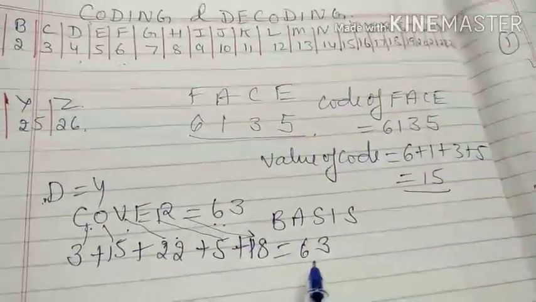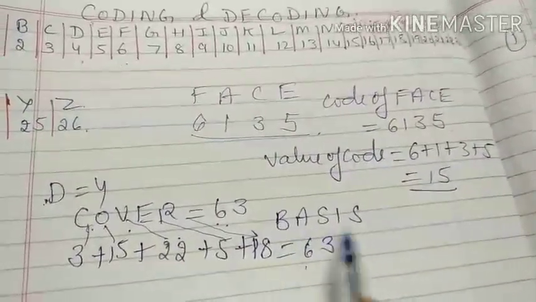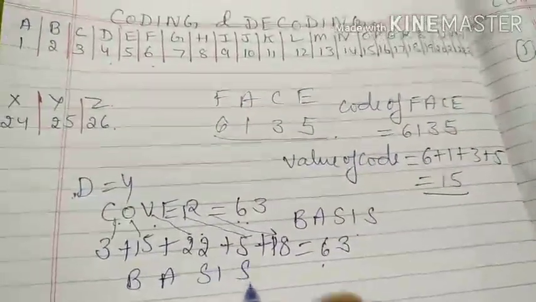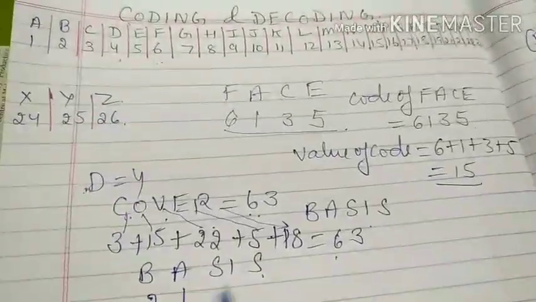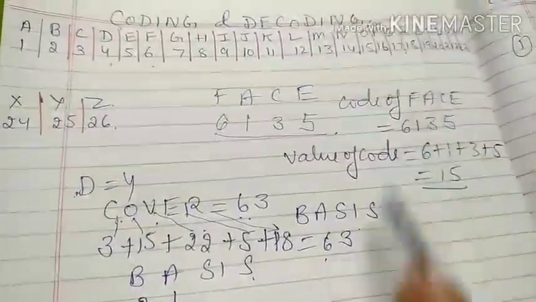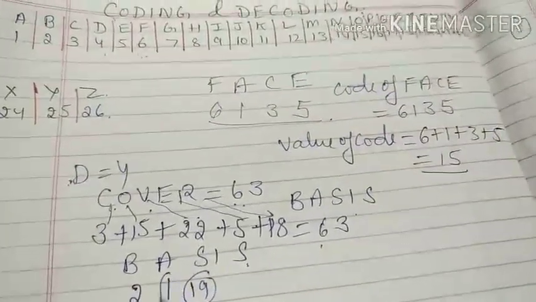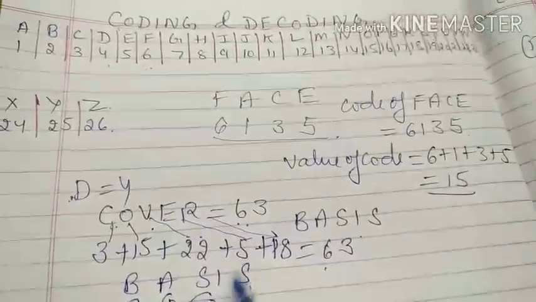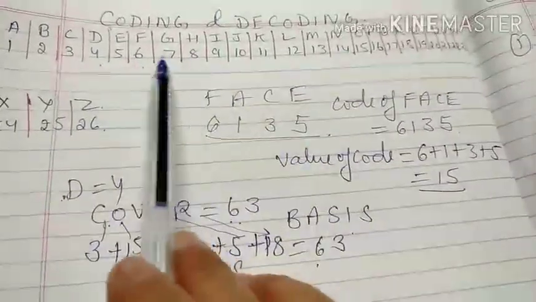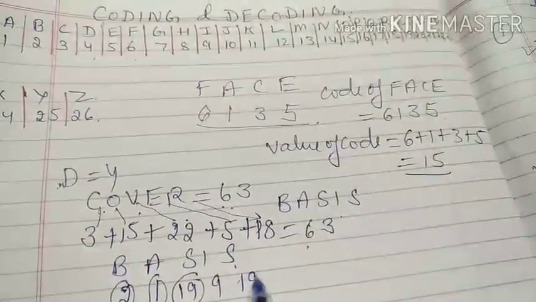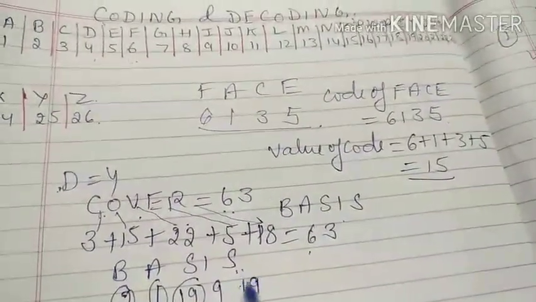According to that, you have to find the value of BASIC. First you have to find the code of BASIC. Here B code is 2, A code is 1, S code is 19. You separate the codes. I code is 9, and C is 3. So these are the different codes.